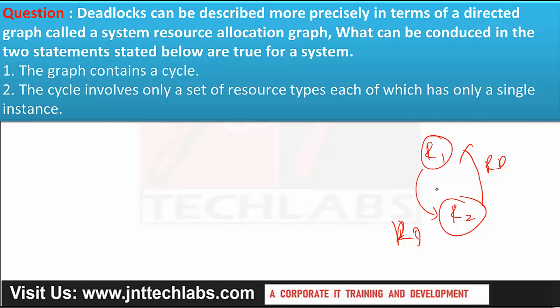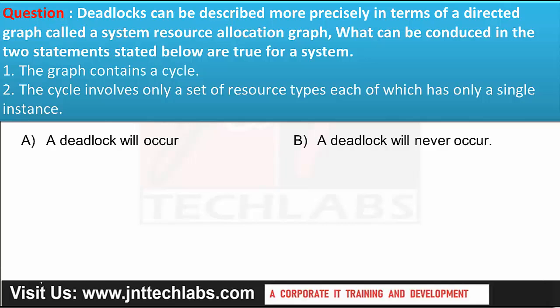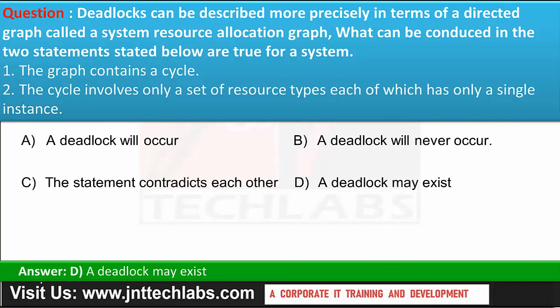In that situation, what will happen? That is what they are asking. Either deadlock will occur, or deadlock will never occur, and the statements contradict each other. Or deadlock may exist. In this situation, definitely deadlock will exist. So that is the answer for this. Very clearly, we can discuss all these things in our upcoming sessions based on the topics.